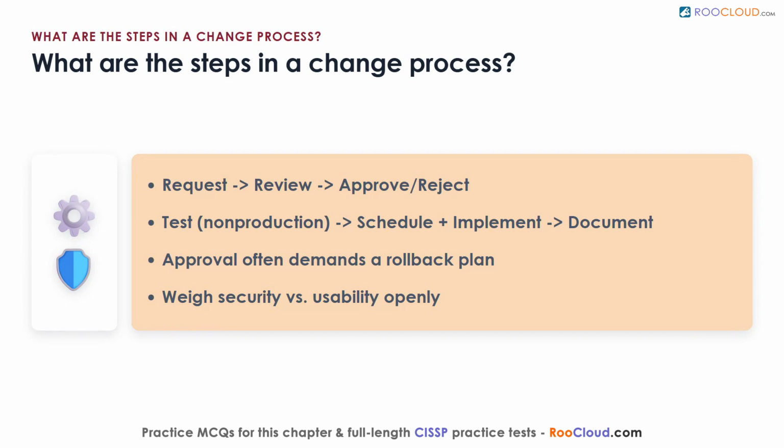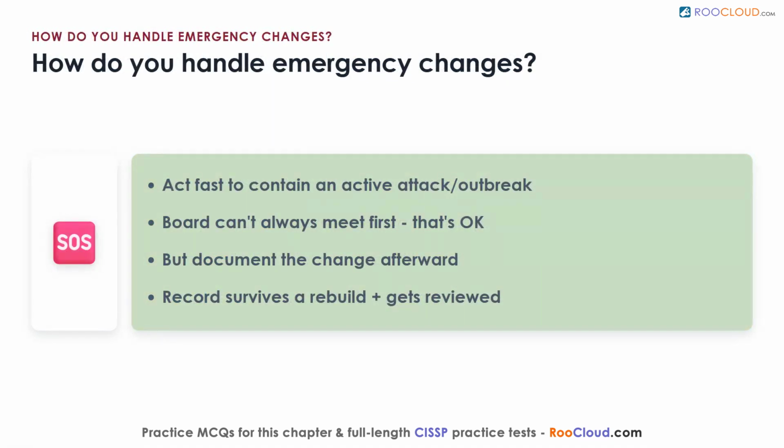Notice the balance running through it. Sometimes you knowingly weaken security for usability, and this process forces you to weigh that trade openly rather than by accident. How do you handle emergency changes?